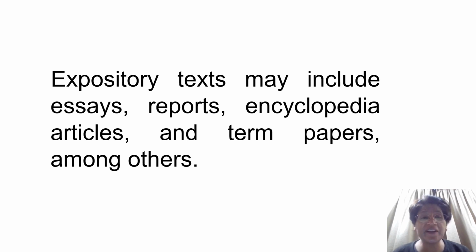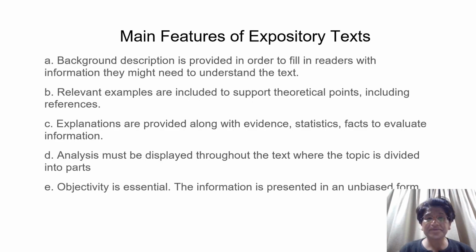Expository texts may include essays, reports, encyclopedia articles, and term papers, among others. Now it's time to identify some of the main features of expository texts. Background description is provided in order to fill in the readers with information they might need to understand the text. Relevant examples are included to support theoretical points, including references. Explanations are provided along with evidence, statistics, facts to evaluate information.